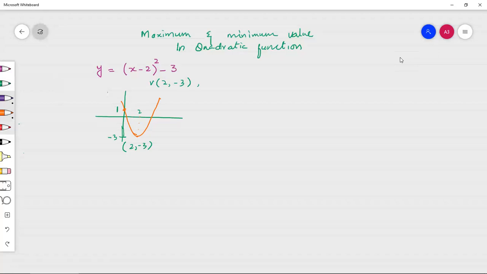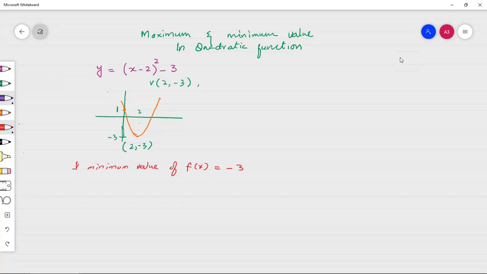So there are two types of questions. In one, he asks the minimum value of the function. If he asks the minimum value of the function, then you have to tell him the value of y, the minimum value of f(x). We know that f(x) is also equal to y, so he is asking for the value of y. So the minimum value of f(x) is minus 3. Okay.